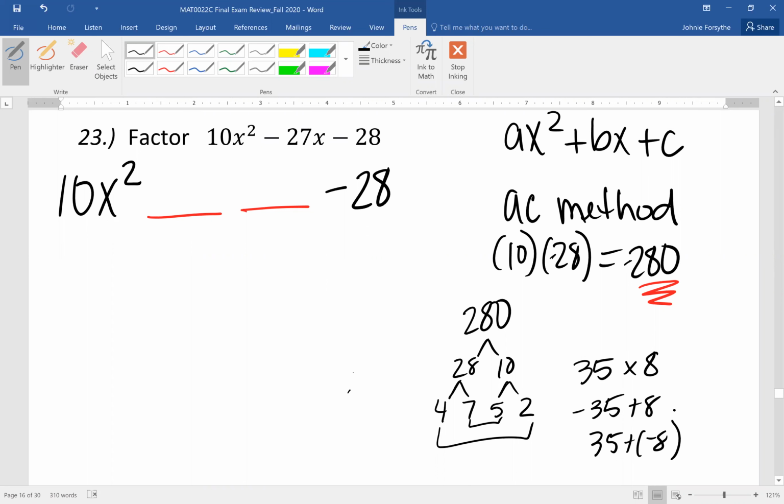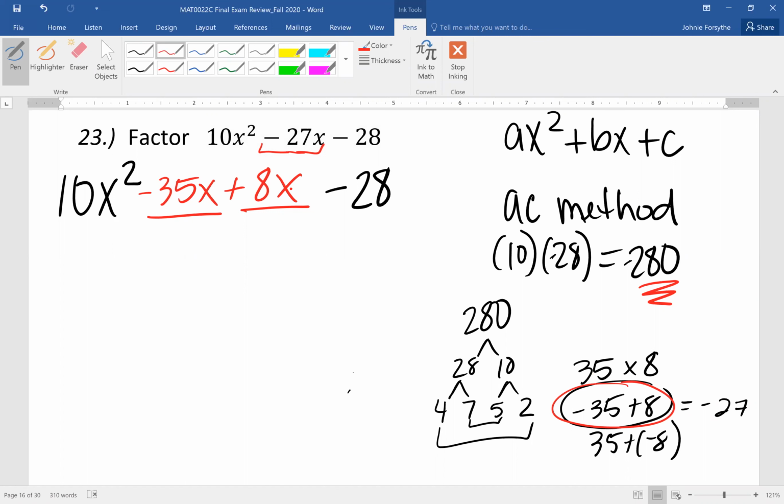So it would be this first one here. Negative 35 plus 8 equals negative 27. So negative 35 and 8, that's going to be the numbers I'm going to use. So I'm going to rewrite negative 27x using my two numbers here: negative 35x plus 8x. Because negative 35x plus 8x does equal negative 27x. And negative 35 times 8 is negative 280.